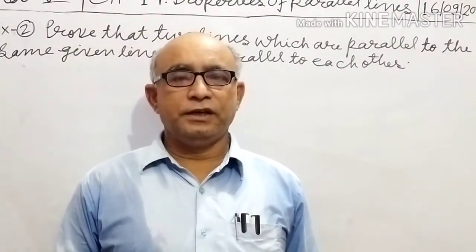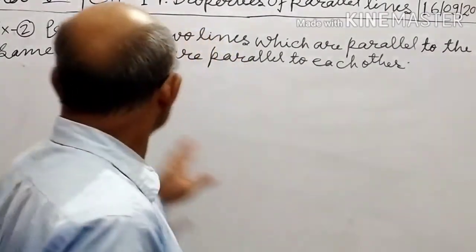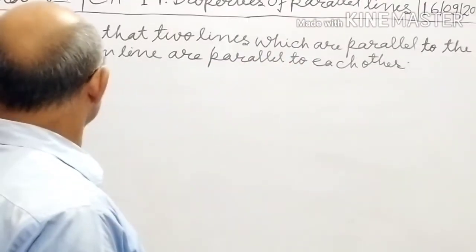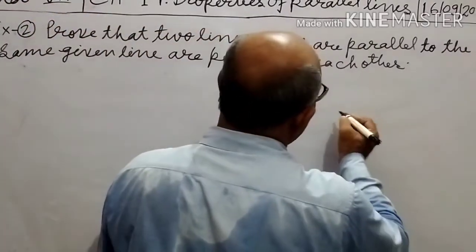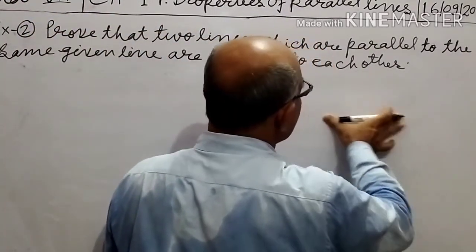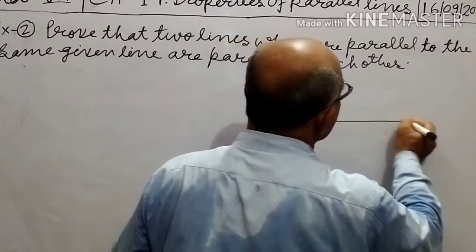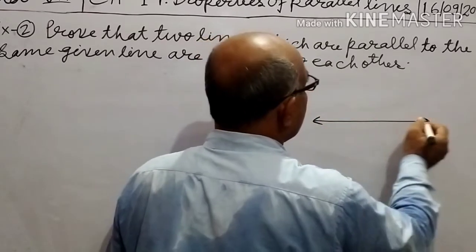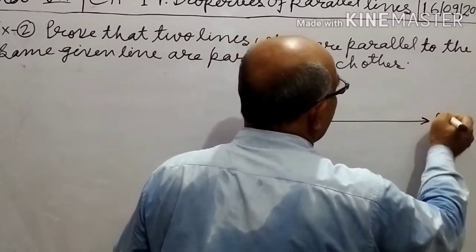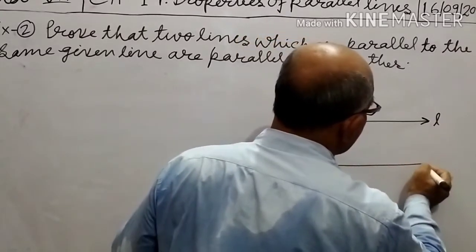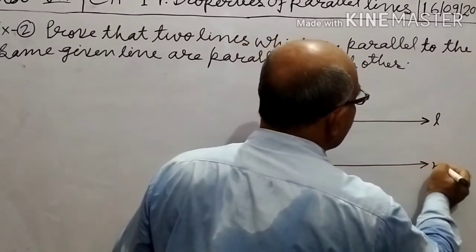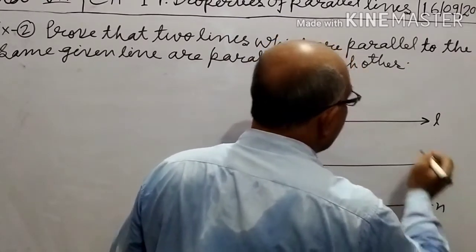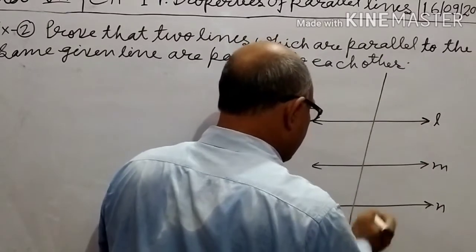Students, the next question is example number 2. In this question, prove that two lines which are parallel to the same line are parallel to each other. So I have given one line L and two other lines M and N, and one transversal line.